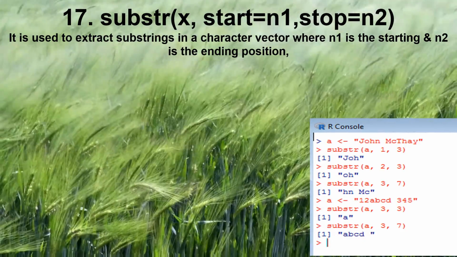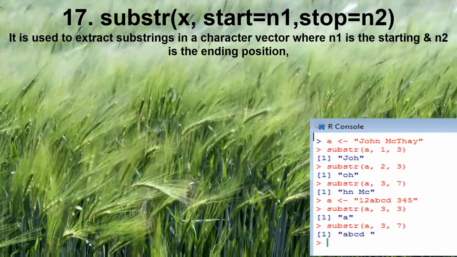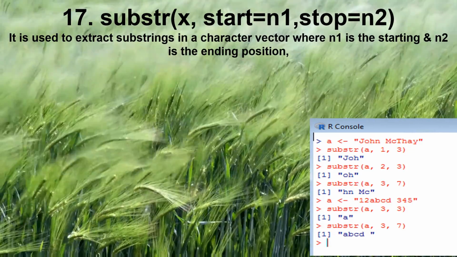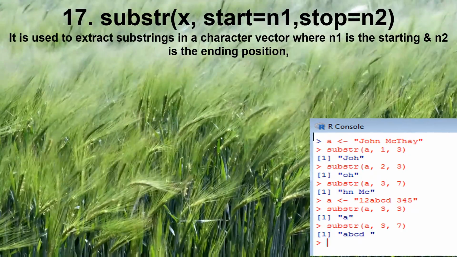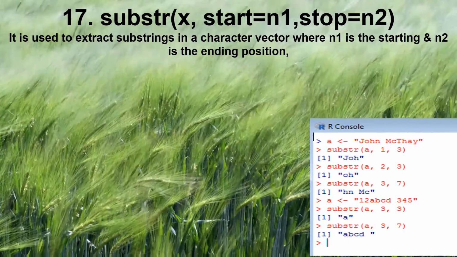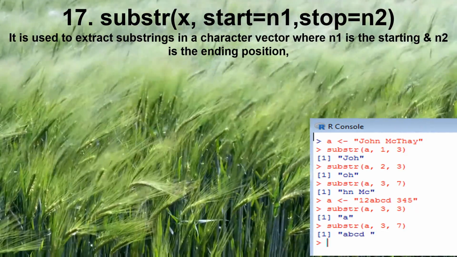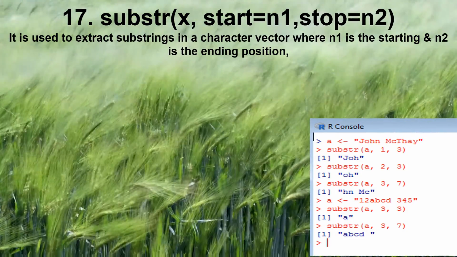The third example is substr A 3 7. A is John McCarthy and third means 1, 2, 3. So H is the third character and it will go to the seventh character: 3, 4, 5, 6, 7, which is C. That is the reason the output is H, space, and C.